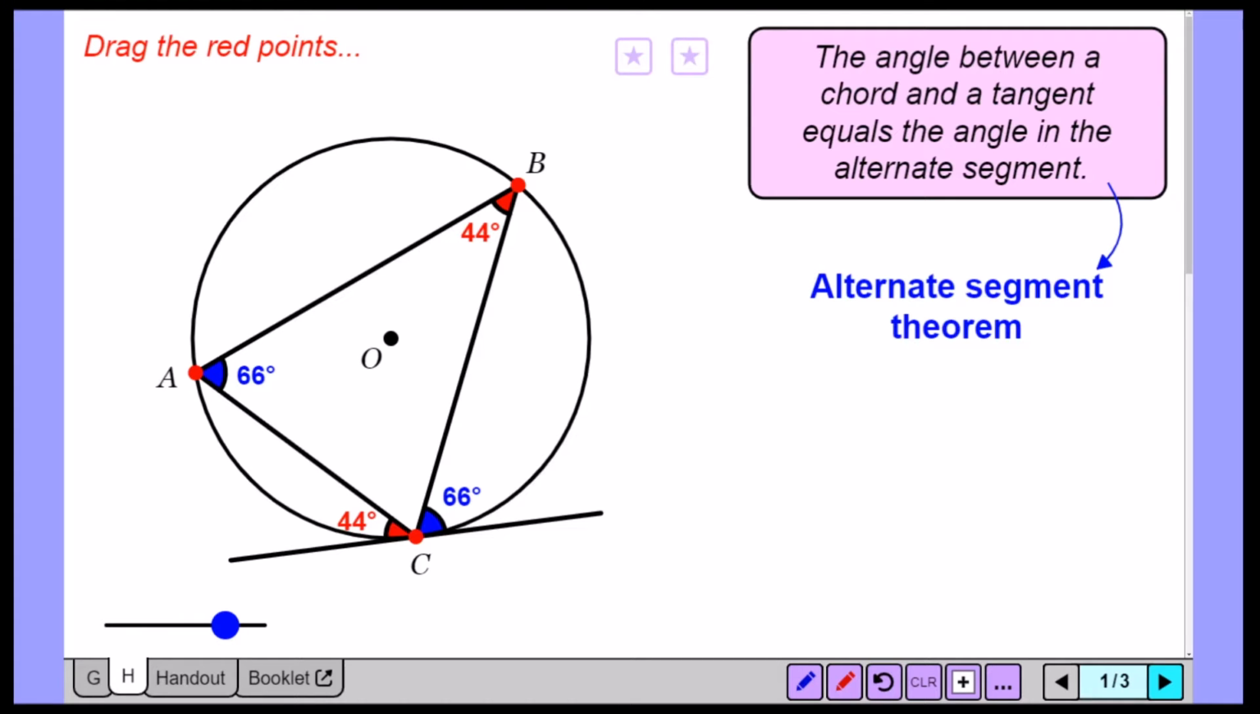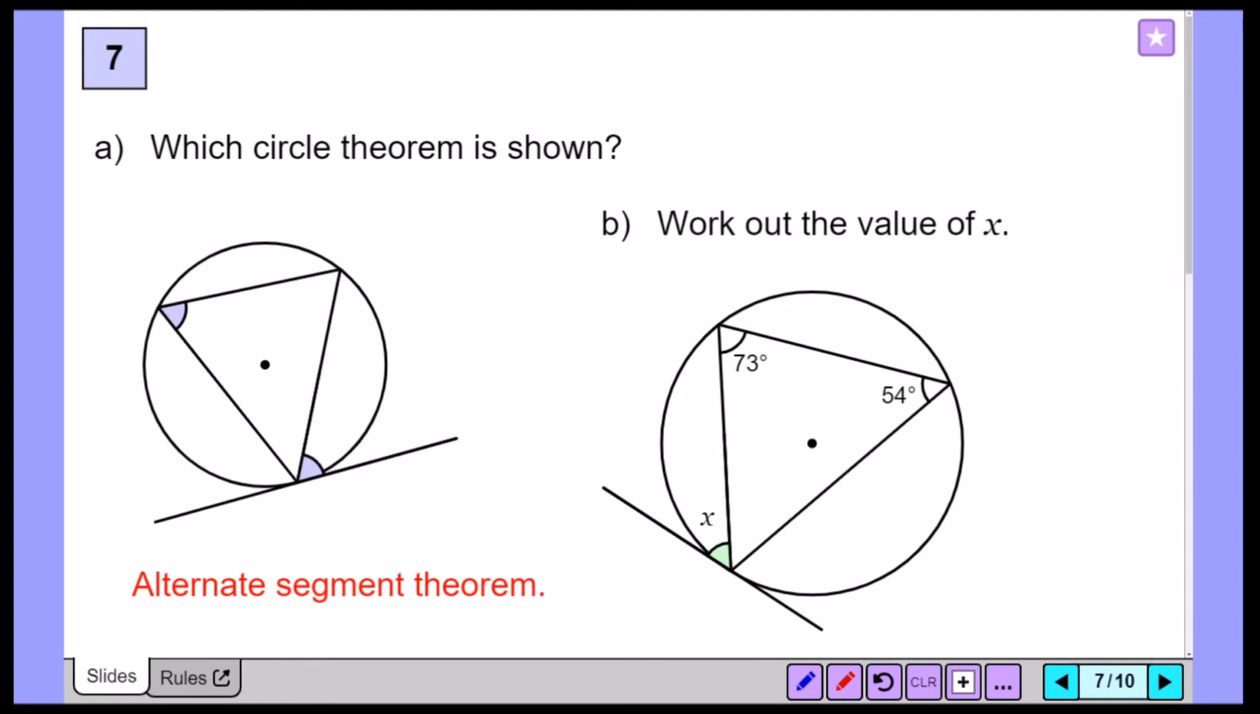I think the easiest way to remember this is to think about the two angles outside of your triangle that are on the tangent being equal to the angles opposite to them inside the triangle. So let's have a look at an example of this. In our example, we're asked to find angle x.